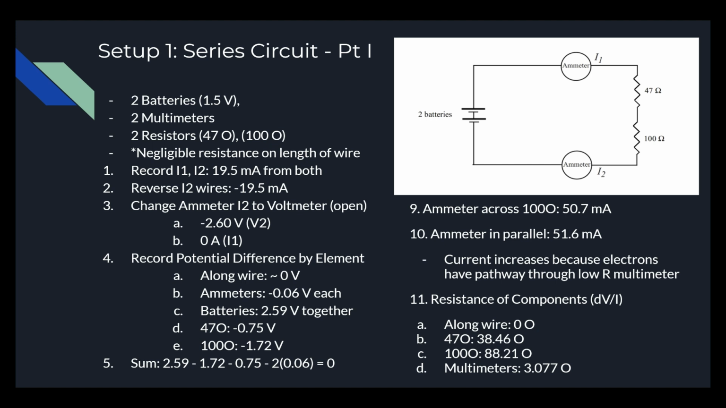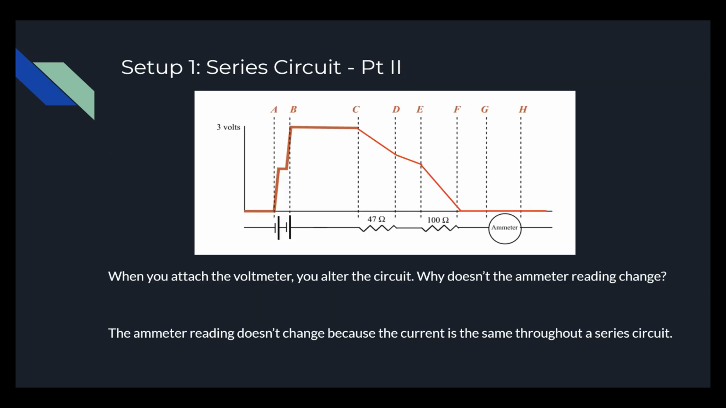The resistance of the components you can calculate by that change in voltage, as well as with that current that we observed in part 1, and it's pretty close to what we would expect. The multimeters have a small resistance. The 100 ohm actually has an 89 ohm resistance. The 47 ohm resistor has essentially a 38 ohm resistance. You can see here the voltage increases with the batteries and then decreases in each of the resistors.